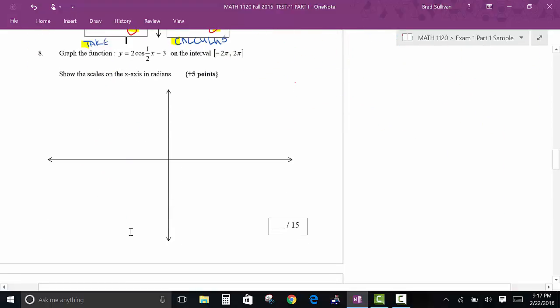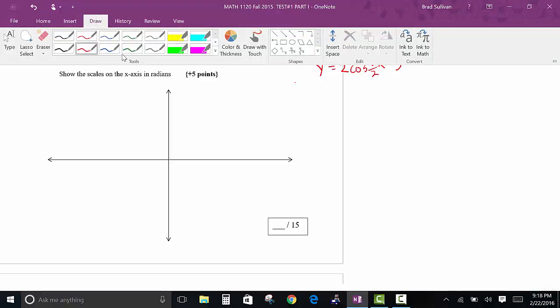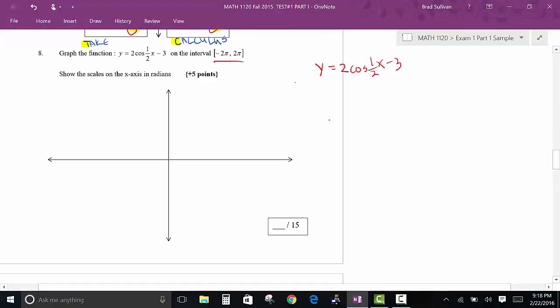All right, now let's go down and do this graph. We're going to graph the function y equals 2 cosine of 1/2 x minus 3, and we're going to graph it on this interval. The first thing that you want to do on these kinds of problems is figure out all the key pieces, like the period, the amplitude, and all that. So let's start with the period.